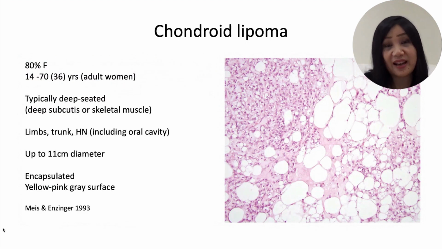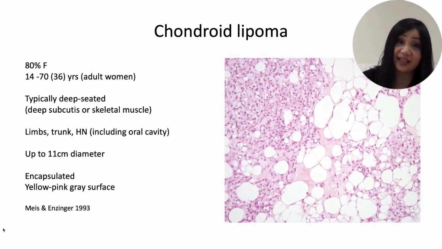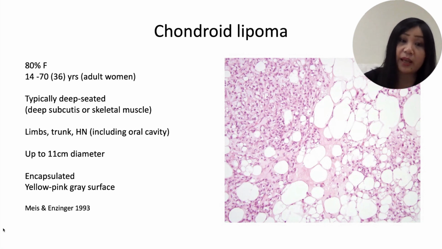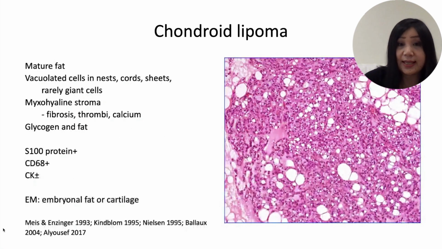So chondroid lipoma occurs predominantly in adult women, and these are typically deep-seated tumours in the deep subcutis or the skeletal muscles. They occur on the limbs and trunk, with a significant minority occurring in the head and neck, including the oral cavity, for example, the tongue. And these can reach relatively large sizes when in extremities.